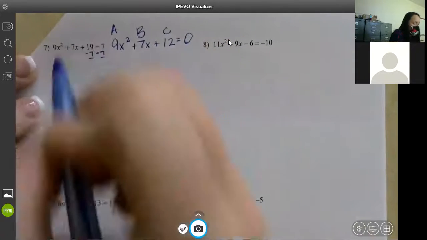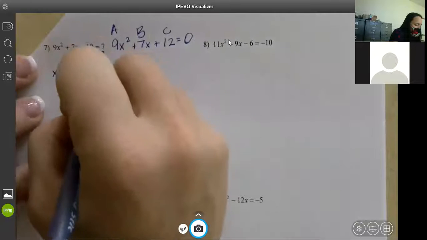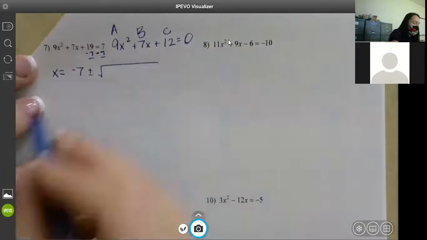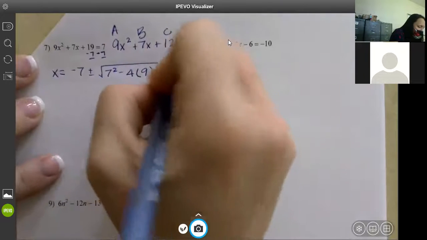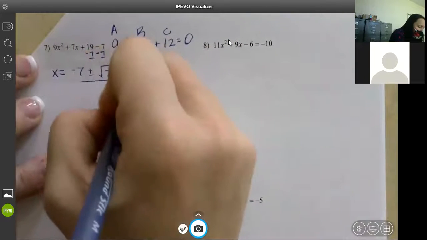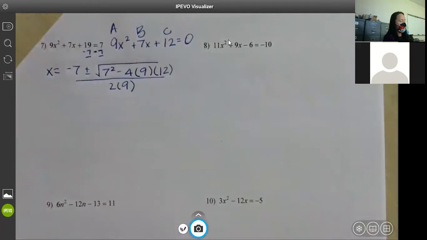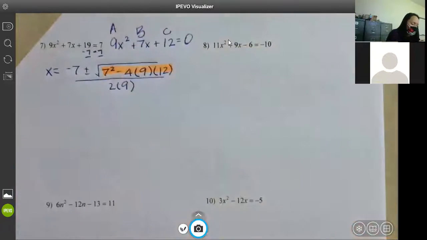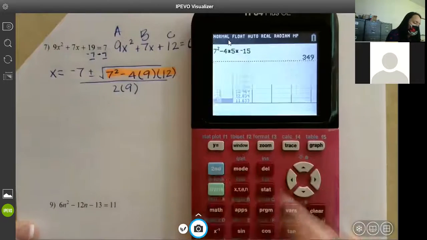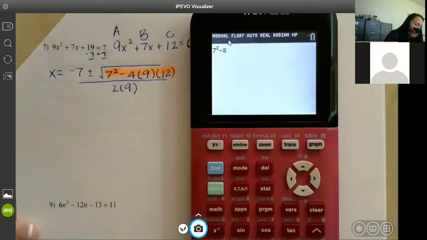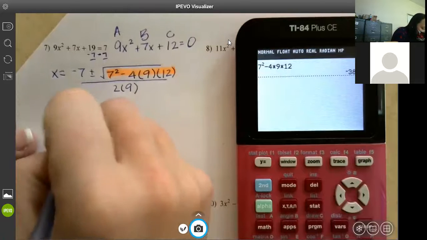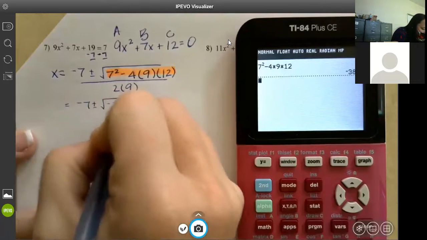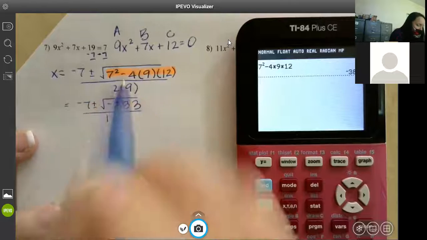So x equals, change the sign of B, so -7 plus or minus big fat square root of B squared minus 4 times A times C, all over 2A. Only do what's under the square root. So 7 squared minus 4 times 9 times 12 gives me -383, and then over 2 times 9 is 18.